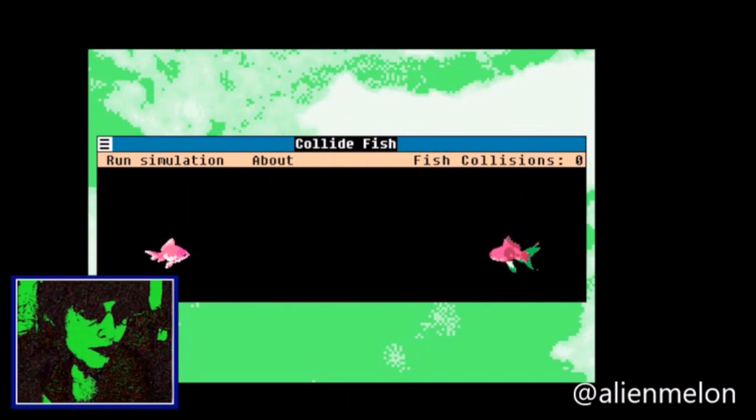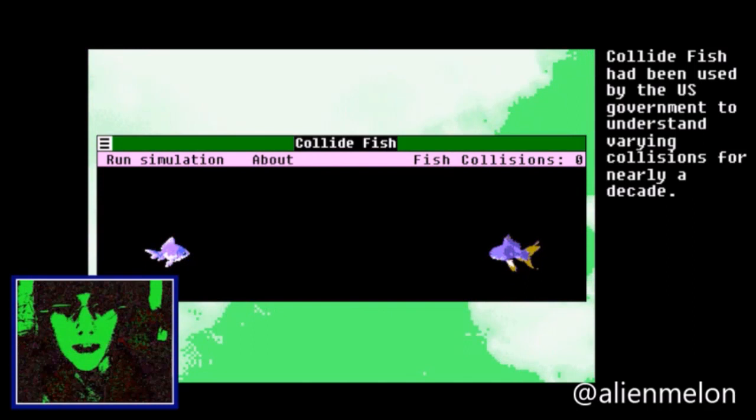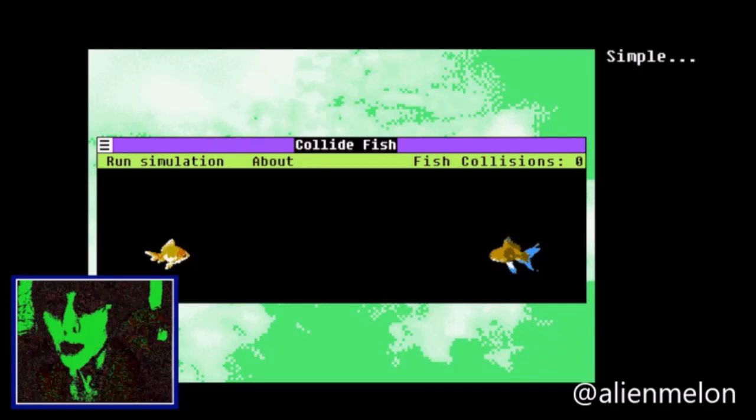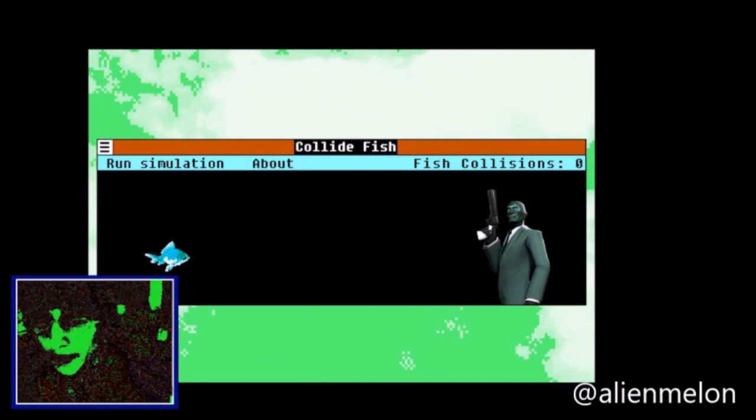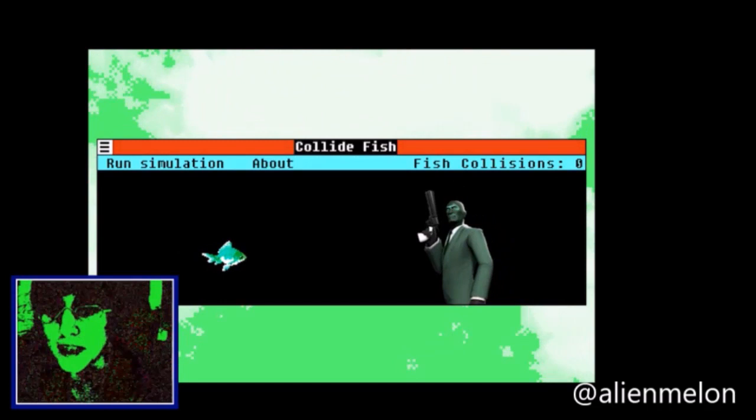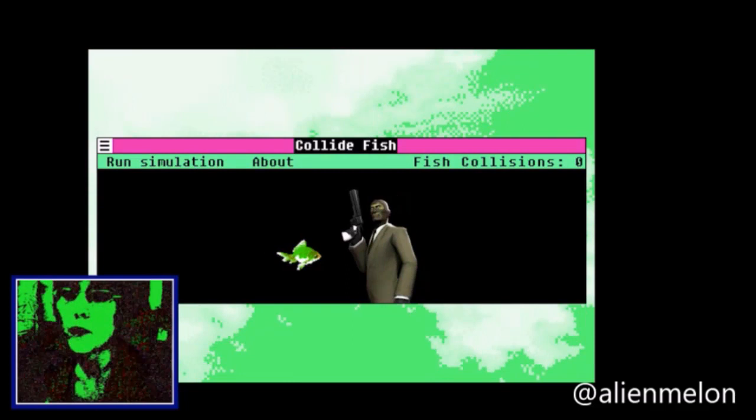Collide Fish to the rescue. Collide Fish had been used by the US government to understand varying collisions for nearly a decade before this use case surfaced. The supposition was simple. Replace one of the two fish with an enemy spy, filling in all the enemy spy criteria, and run the simulation. The speed of the fish, the distance of the fish, and time it takes for the fish to reach the spy would answer the long-standing question of whether or not fish make feasible ammunition to shoot at enemy spies.